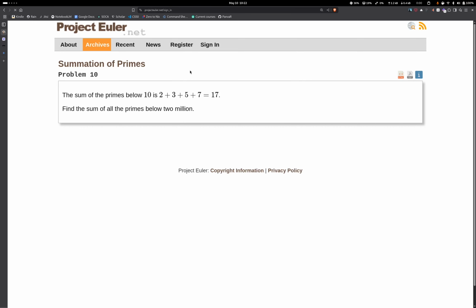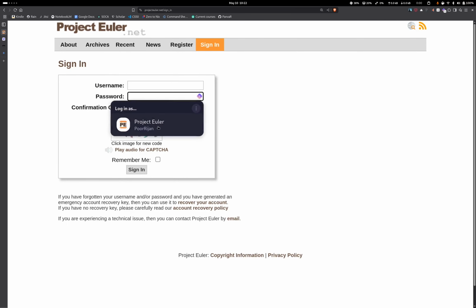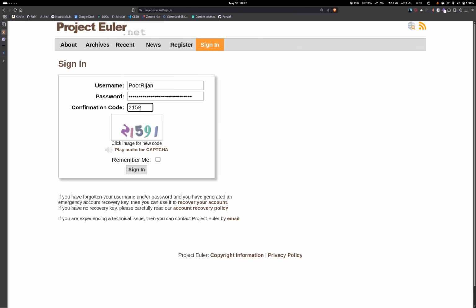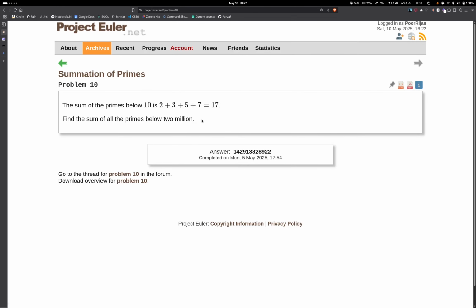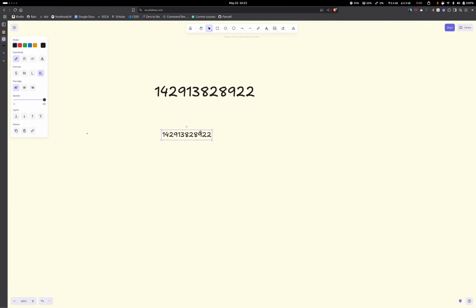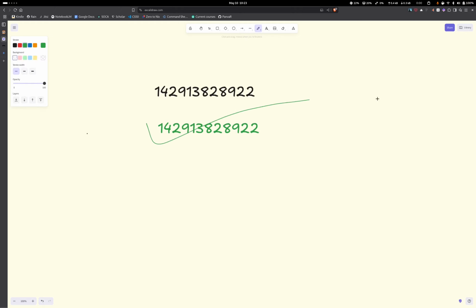And if you sign in, CAPTCHA is this, and summation of primes. And the answer is this. The correct answer is this, and this is the answer we get. Right, so this is good. This is the correct answer. But I think you can do better than a smiley face.